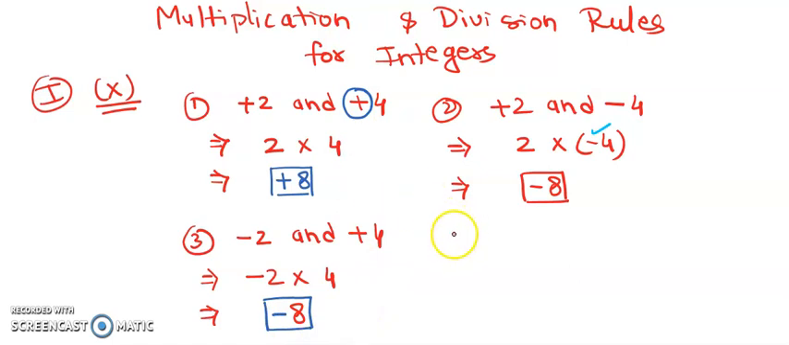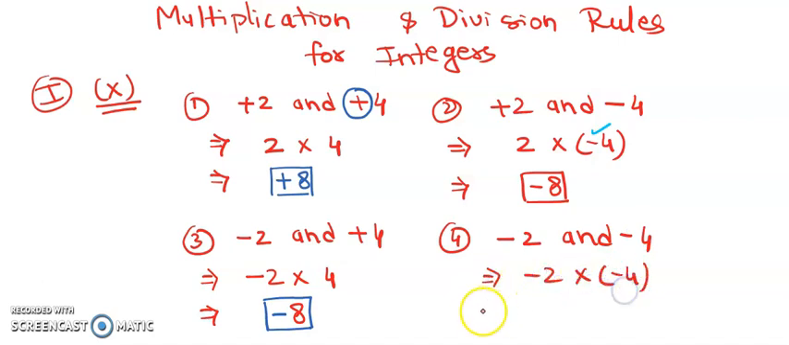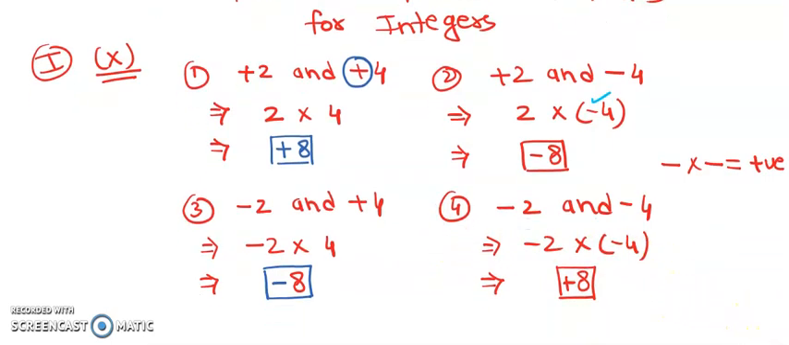Now let us take the fourth rule. Let us take both the integers as negative, minus 2 and minus 4, and let's multiply them. As you all know, when two negative integers get multiplied, that means minus multiplied by minus, the answer will always be positive. So 4 into 2 will be the same as 8, but the answer will be plus 8. So this is the rule regarding multiplication. I hope you all have understood that.